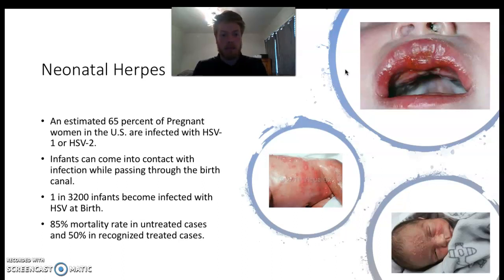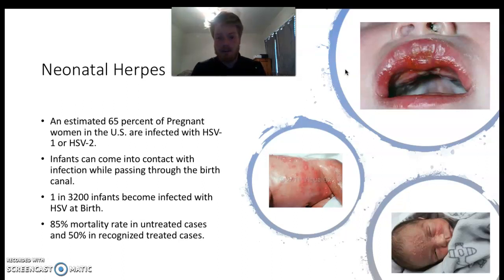An estimated 65% of pregnant women in the U.S. are infected with the HSV1 or HSV2 virus, herpes. Infants can come in contact with infection while passing through the birth canal. So, these lesions are the sores, and coming in contact with the blood during the birthing process, that's how the baby's able to come in contact with it, and it can be transmitted to them. 1 in 3,200 infants become infected with HSV at birth, and this doesn't sound like a lot, but you'll see its mortality rate is pretty dangerous. The mortality rate is 85% in untreated cases, and 50% in recognized treated cases.